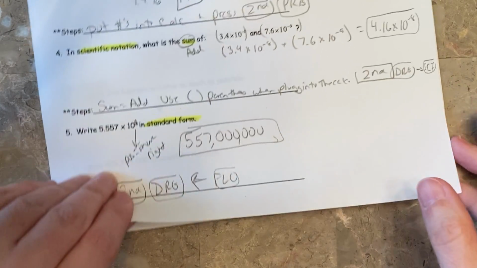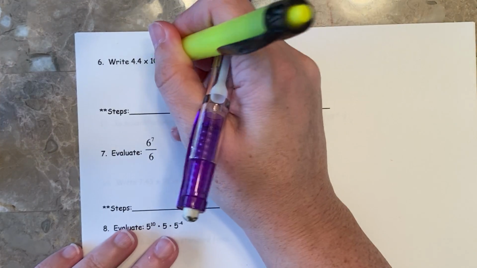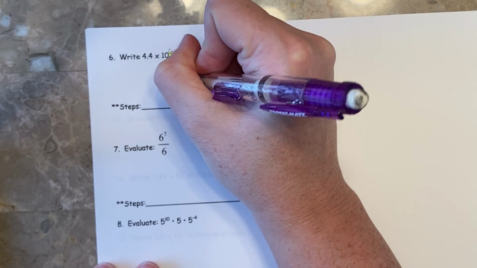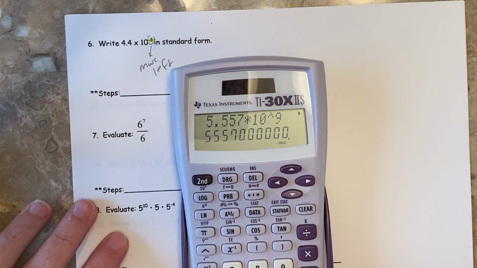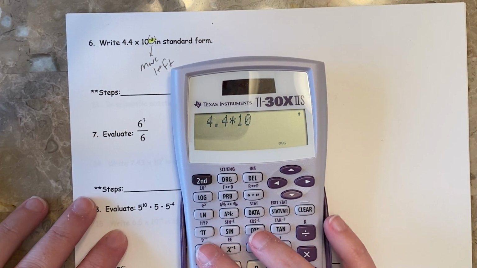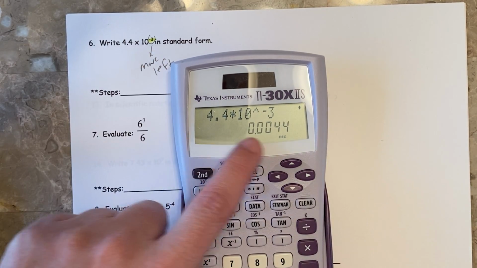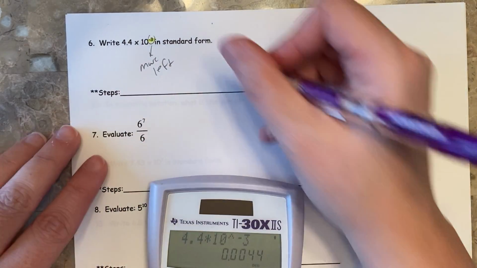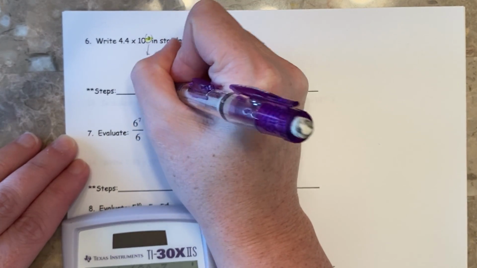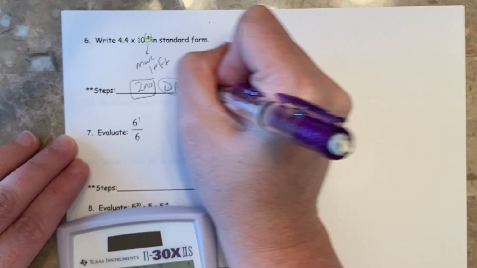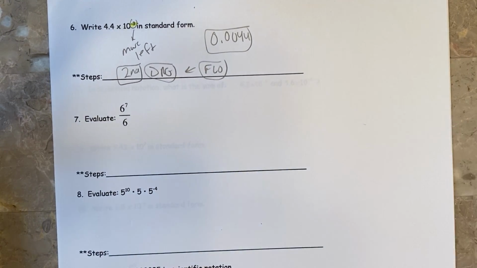Okay, next page. All right, we got another standard form. Now here's the opposite. This one is negative, so this one you're going to move left. Okay, move the decimal left if you're going to do it by hand. If not, simply put it into the calculator. So 4.4 times 10 caret negative 3, and it will give you a decimal, which it should. So 0.0044. And again, second DRG and move over to FLO if you're not already in it. All right, hopefully this has not been too bad so far.